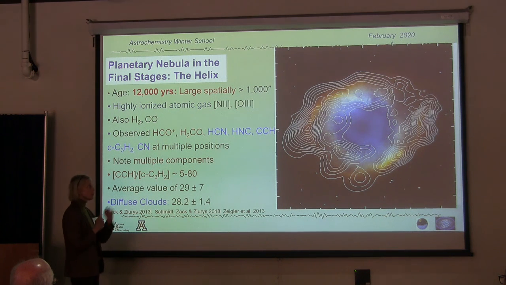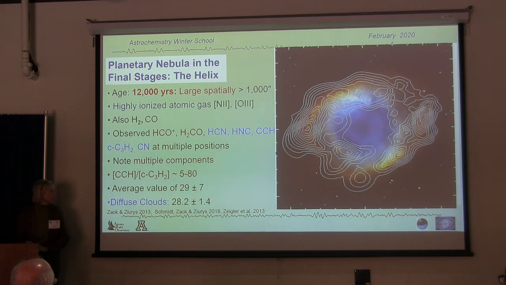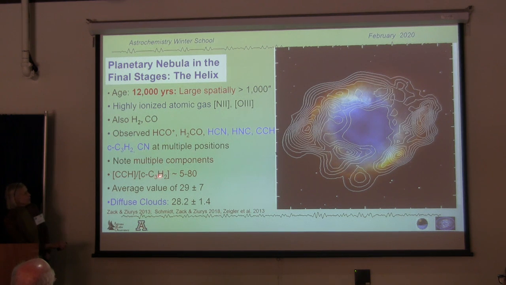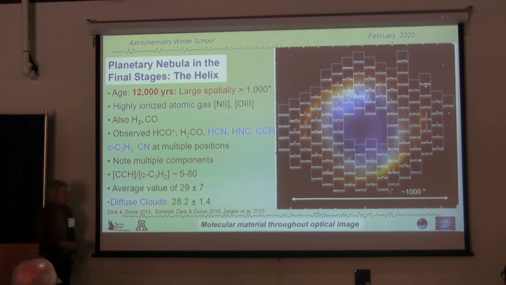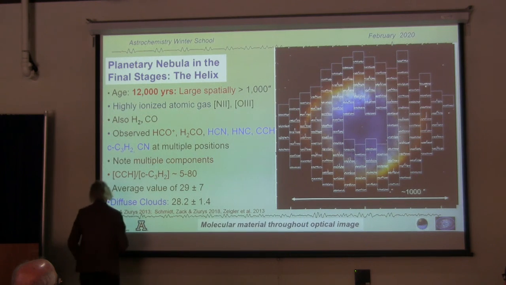So we've got cold, dense clumps embedded in a hot ionized medium, very similar to what they often see in photon-dominated regions. And the interesting thing is, for example, we measured the CCH to cyclic C3H2 ratio. It ranged from 5 to 8, with an average value of 29 plus or minus 7, which agrees exactly with what is found in diffuse clouds, 28 plus or minus 1.4. Now, there's a lot of dispersion here, but I'll bring diffuse clouds in later on in this talk. And just to show you where we observed all the spectral lines to make this map, here is the map of 1 to 0 HCO+ with all the individual spectra. You can see the lines are all over the place.